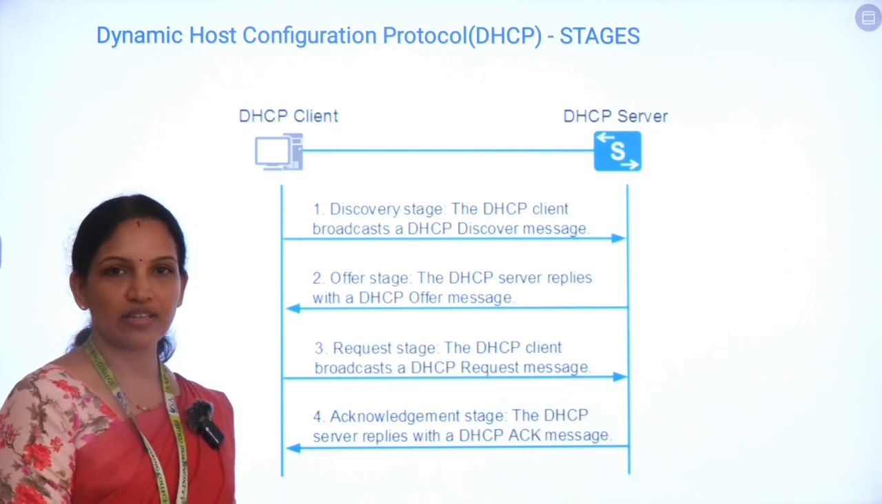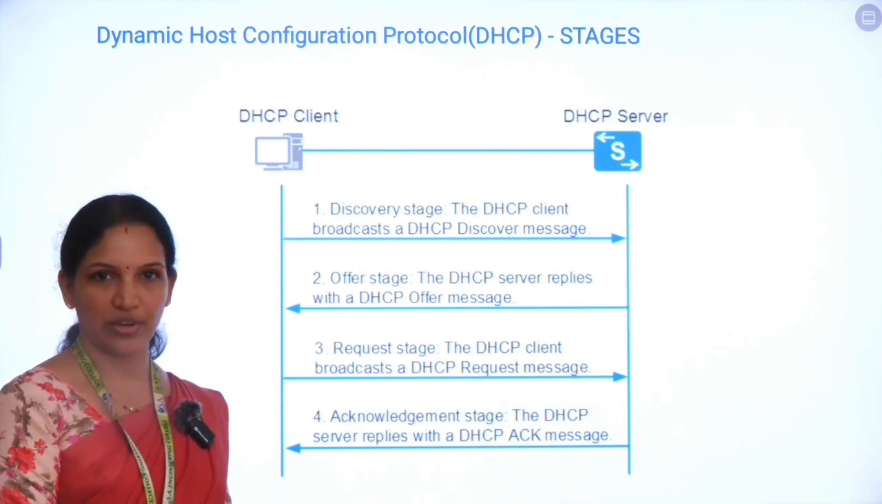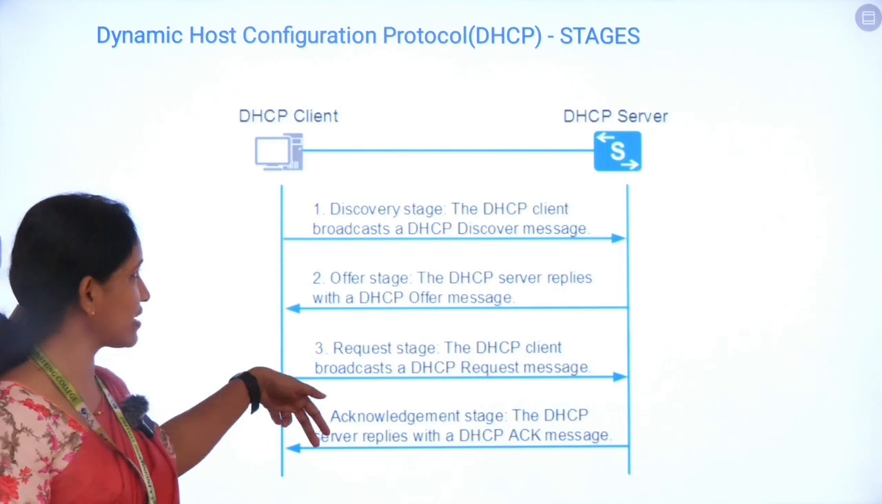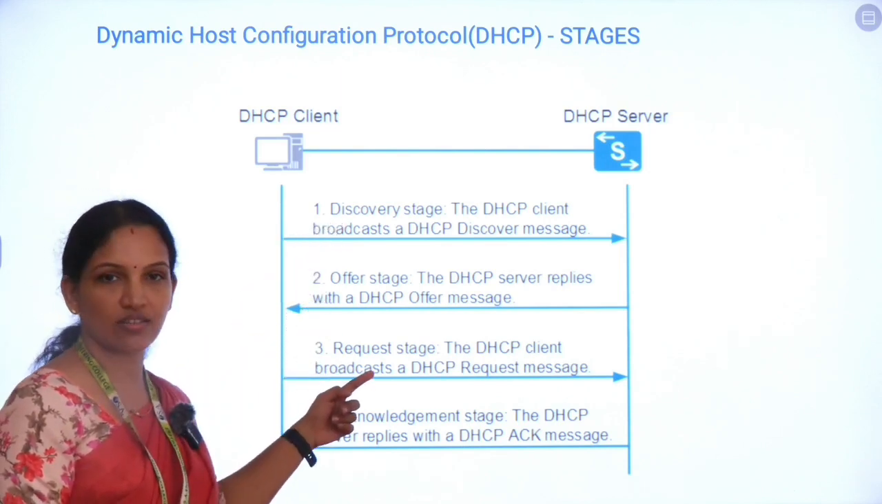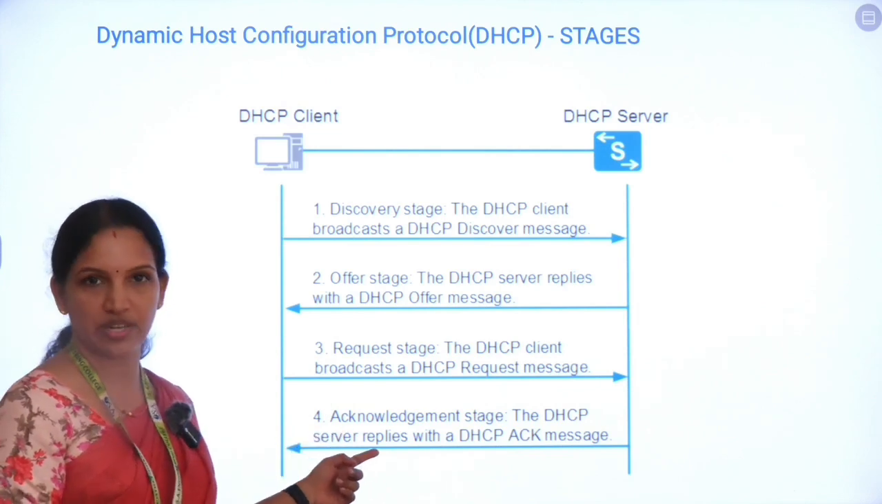Next, we will see the different stages in DHCP client-server communication. So there are mainly 4 stages. First stage is called discovery stage, second stage is called offer stage, third stage is called request stage, and fourth stage is the acknowledgement stage.